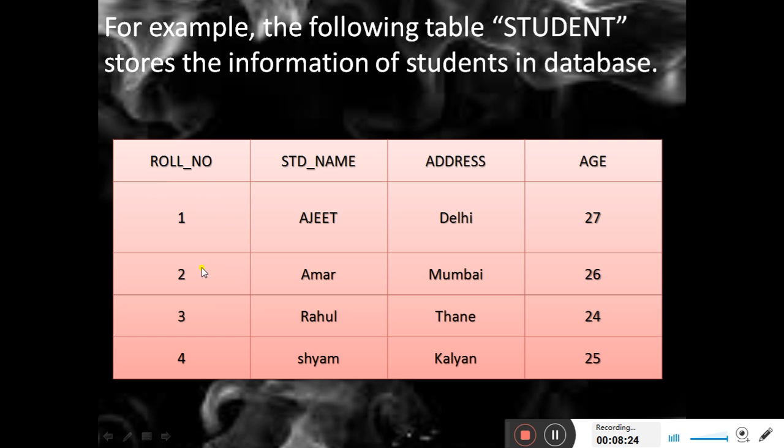In one column you are supposed to store the similar data type of record. Similar type of record you are storing in one field. Like in roll number you are supposed to store only numbers. Here in student name you are supposed to store only text type. Here again you are supposed to store only text type. Here you are supposed to insert the record in numbers, right? So the data type in every record is the same for one field.